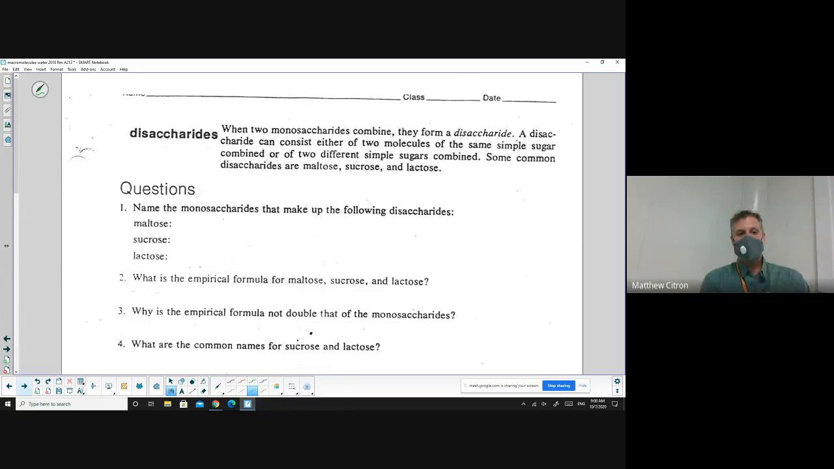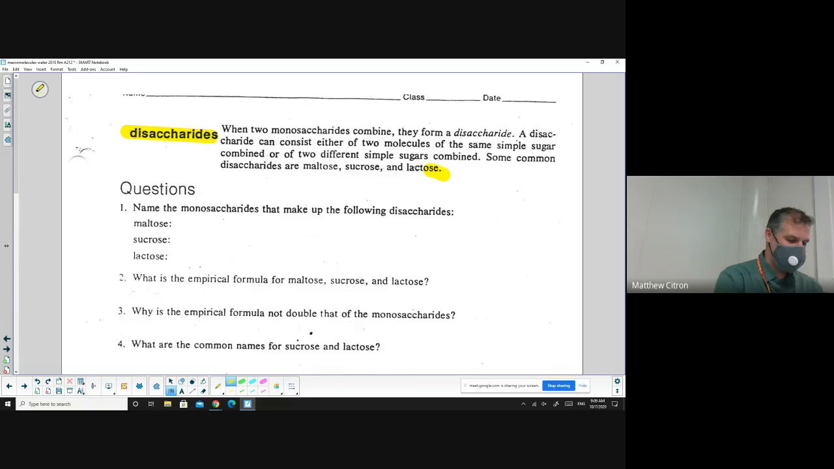All right, let's see if we can finish up disaccharides today and maybe even polysaccharides, and then we'll take a break from this, and that'll be a good recording length as well. So for highlighting purposes, we're talking about disaccharides. We really don't have much in here. Disaccharides are pretty straightforward. When two monosaccharides combine, they form a disaccharide. Okay, di prefix means two. A disaccharide can consist either of two molecules of the same simple sugar or two different simple sugars combined. Some common disaccharides are maltose, sucrose, and lactose.